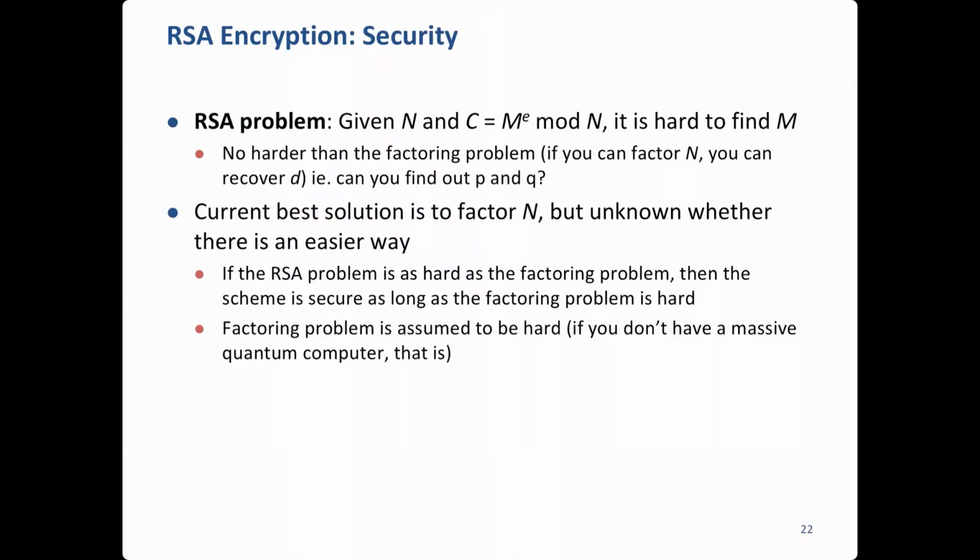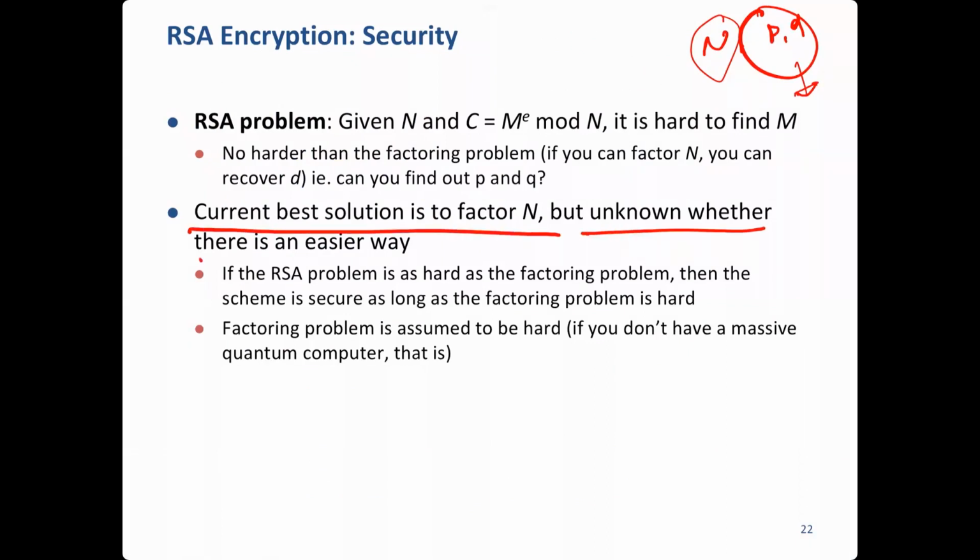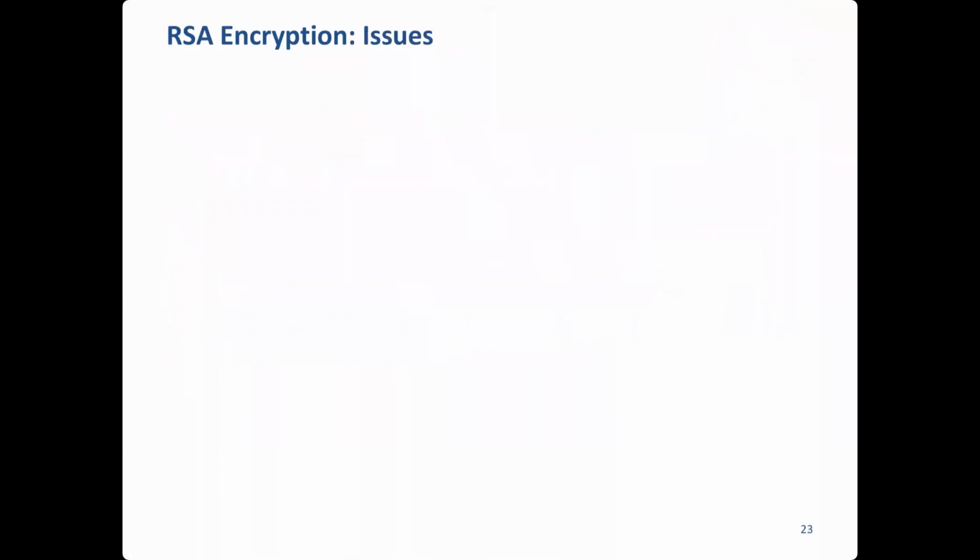So security: if you can factor n, if you can find out p and q by factoring, then you have won. It means that if Mallory can find out p and q given the value of n, she has won the game, right? But factoring is very, very difficult. The current best solution to factor is unknown. So far people couldn't break the RSA algorithm, because the factoring problem is assumed to be hard.